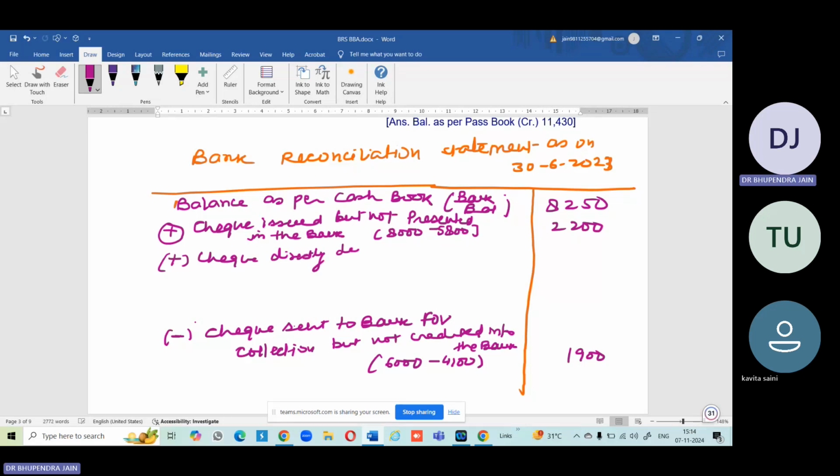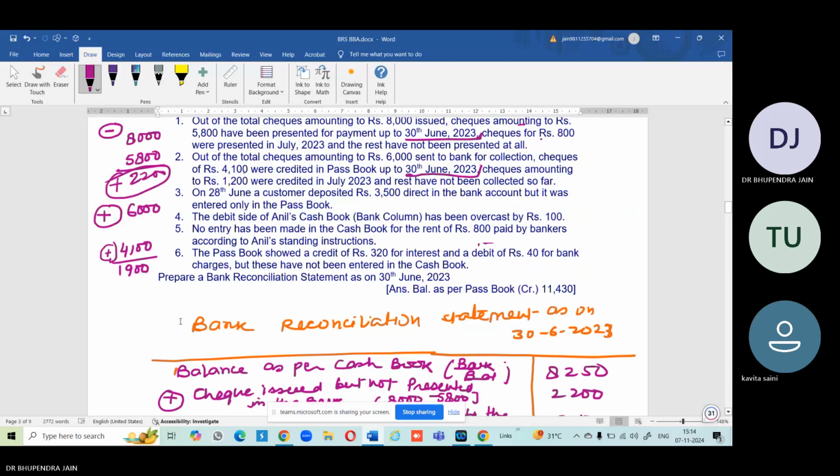Check directly deposited to the bank. How much? This is 3,500. Next entry.